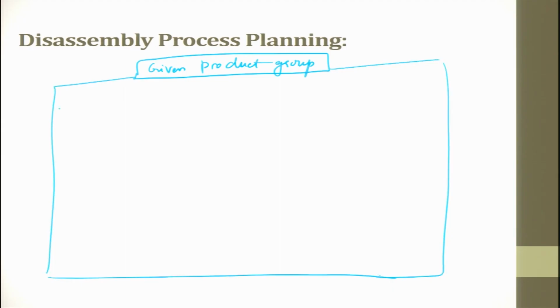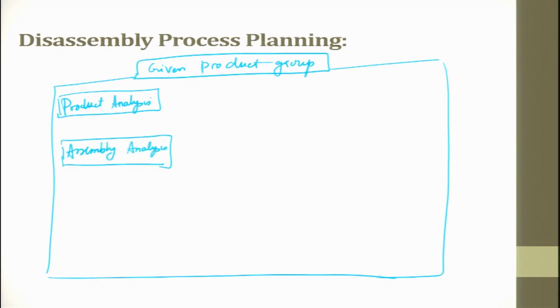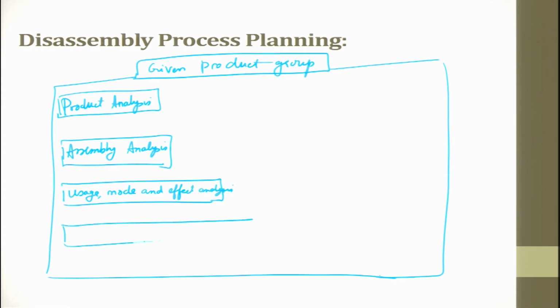So, given a product group, okay, you have product analysis, you have assembly analysis, you have usage mode and effect analysis, and then you have determining dismantling strategy.